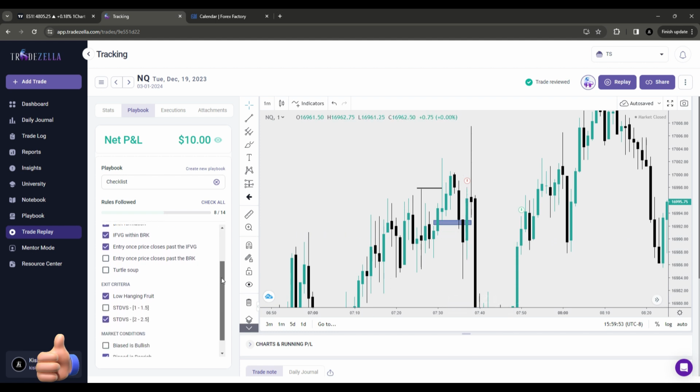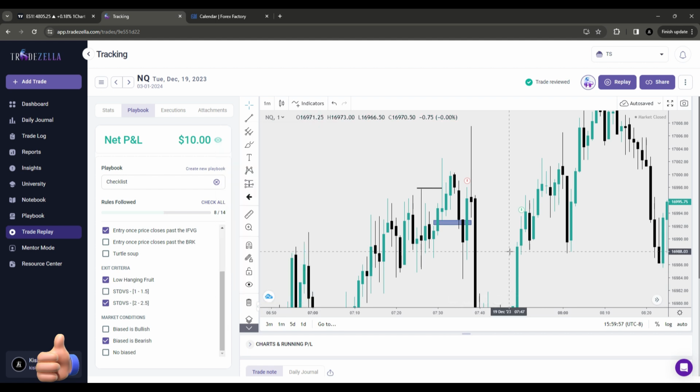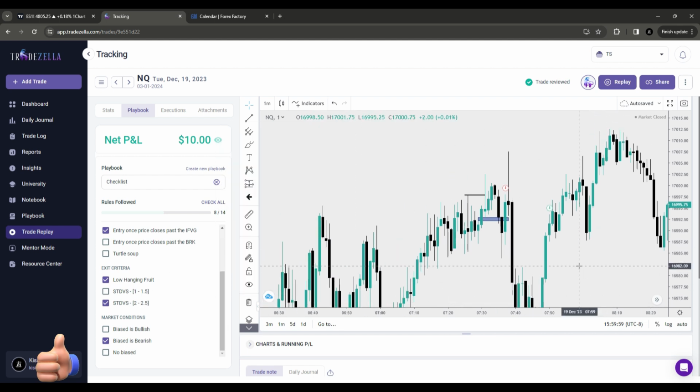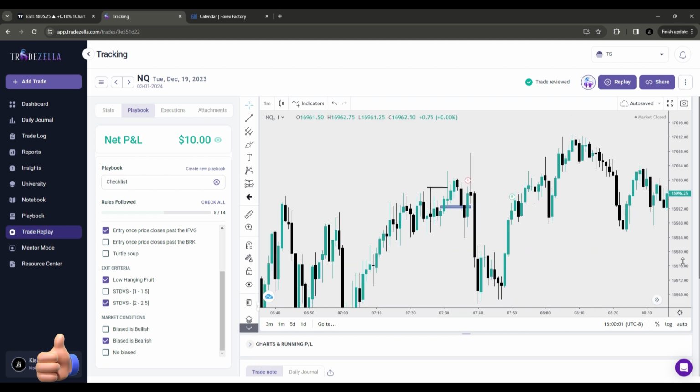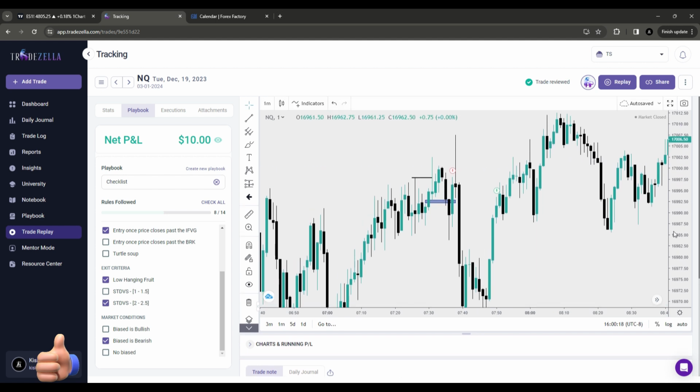Exit criteria. So exit criteria is where did I exit? So I'm going to show you guys here where I exited. Now, I exited at break even. This was the break even trade, hence the $10. So I went short here, price sweeps liquidity, and at this point in time, for me to exit this trade, the rules are you must exit once price closes past the inverse.